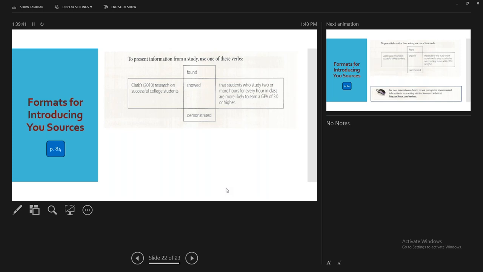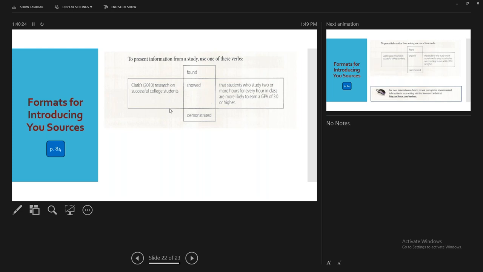Clark's 2010 research on successful college students demonstrated. Here we are not mentioning only the author's name. We are referring to his research, to his study. So in this case, you will use these verbs: found, showed, demonstrated. And notice these verbs are in the past. This research was done in the past, and here you are presenting information mentioned in that research or study.